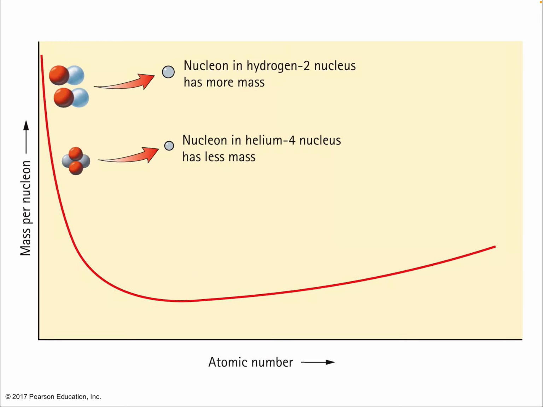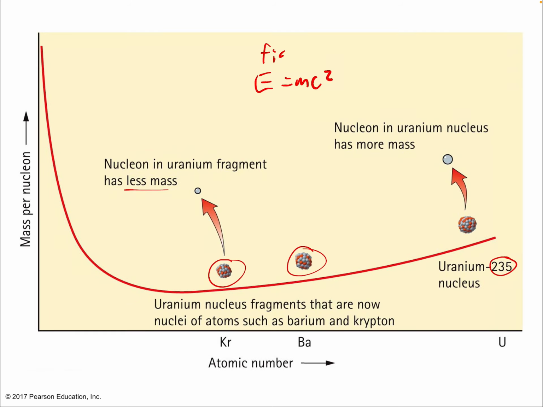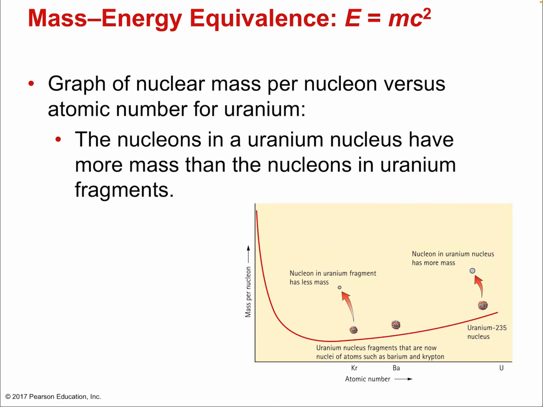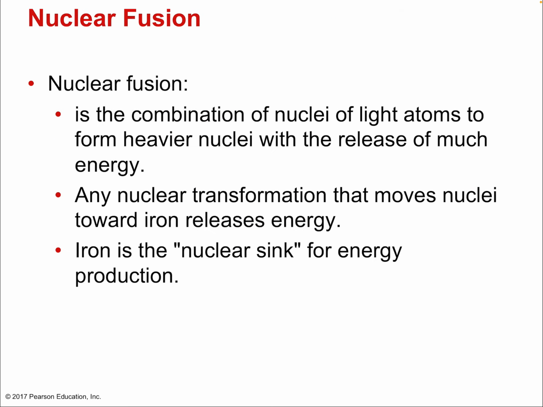On the other hand, the last one is fission, by the way. This is fission, splitting something apart. Fusion is bringing it together. Then you're also going to produce energy because you're going down the slope, because you're on this side of iron. So you're going to have that opportunity to get energy because you have lighter nucleons. So in the graph of nuclear mass per nucleon versus atomic number for uranium, the nucleons in the uranium nucleus have more mass than the nucleons in the uranium fragments, right? Mass became energy.